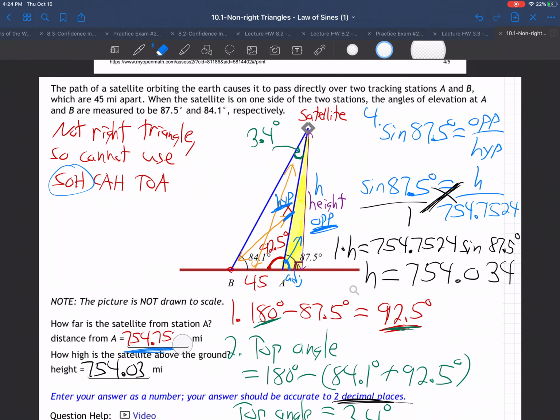So they're close, but slightly different, aren't they? That many miles. They're close because the other one's at 87.5 degrees. It's almost 90 degrees down to this point here. This angle here is at 87.5. The other one's straight down at 90. It's a little closer, 754.03.